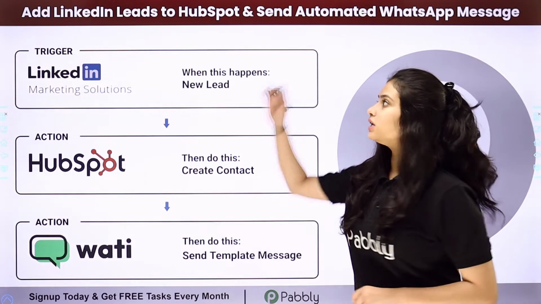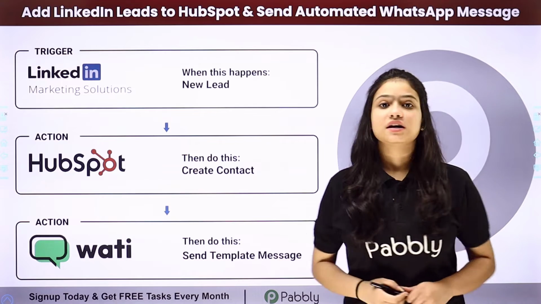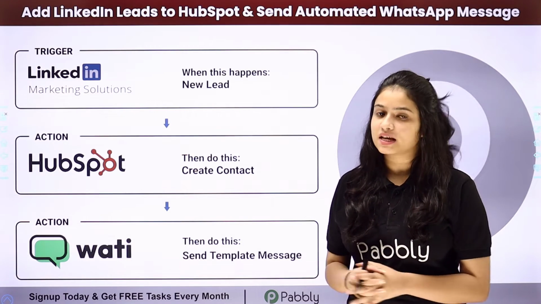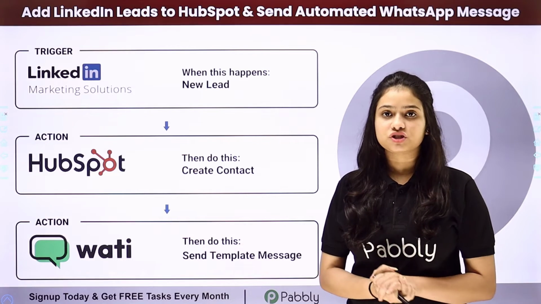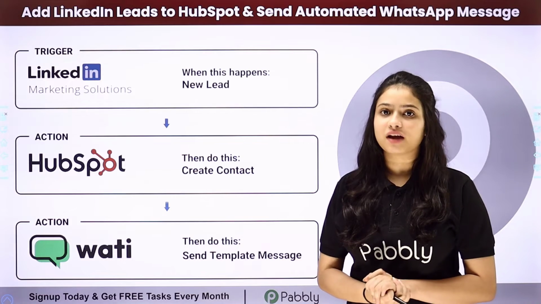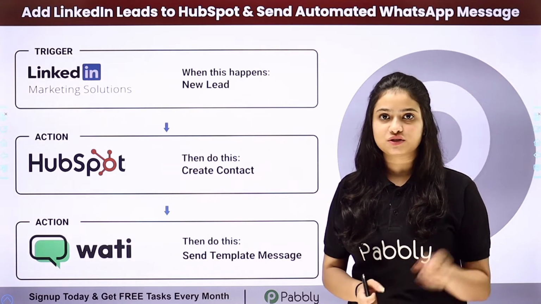Today we are going to learn how to add LinkedIn leads to HubSpot and send automated WhatsApp message. Suppose I'm having a business for which I'm running an ad campaign on LinkedIn lead gen forms. And now I want that whenever a new lead is generated through it, automatically the same lead should be added in the form of a new contact in my HubSpot CRM account. And at last I also want to send an automated WhatsApp message to the same lead.